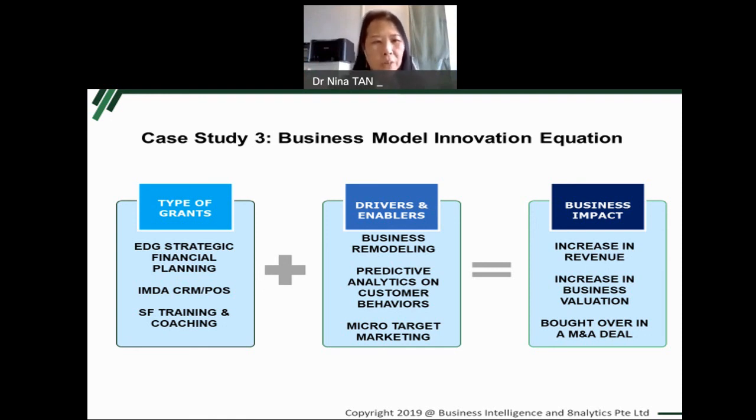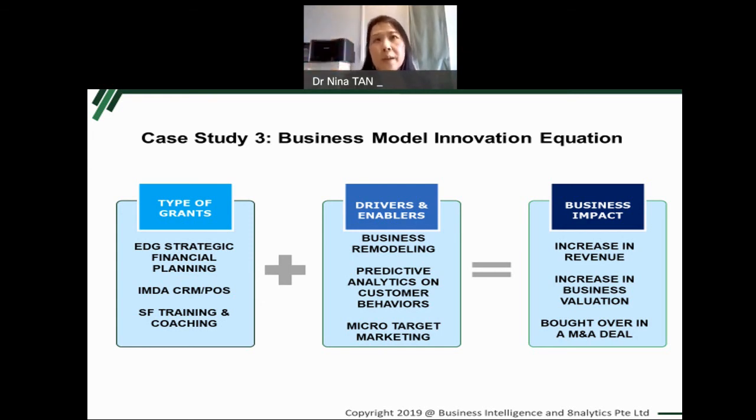So we did strategic financial planning. Then we bought a CRM, POS, which is heavily subsidized by the government. And we did the internal training. Importantly, we coached them through, which then led to a remodeling of the segment of the people they want to target, whether it's corporate, whether it's private with family, etc. We model to the extent of knowing the customer's behaviors so that we can micro target the marketing to the customers, which results in surely the increase in revenue, which therefore lightens the price cost squeeze, right?